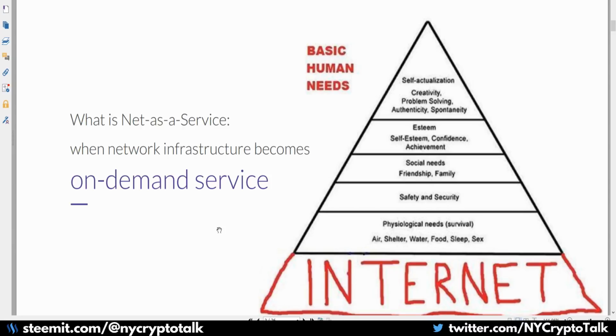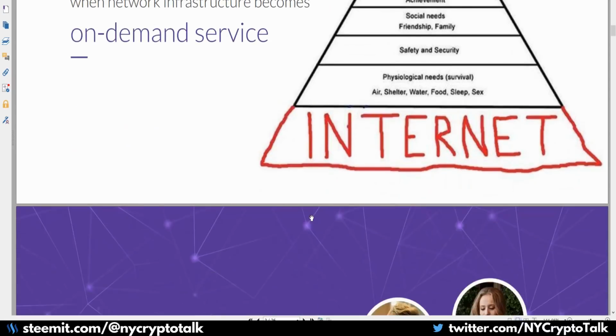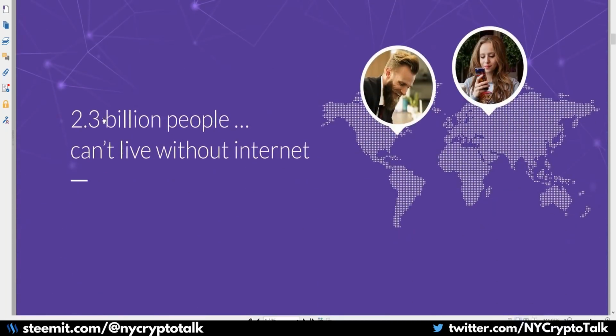as far as just highlights on why QLC Chain and how QLC Chain basically is going to interact. So what is network as a service? When network infrastructure becomes an on-demand service. So this is a little triangle here with basic human needs: self-actualization, esteem, social needs, safety, physiological needs, air, shelter, water, and then of course they add internet, because everybody needs the internet, right? 2.3 billion people can't live without it.